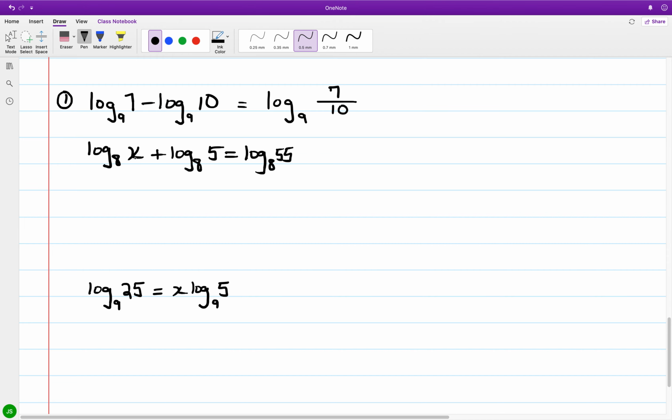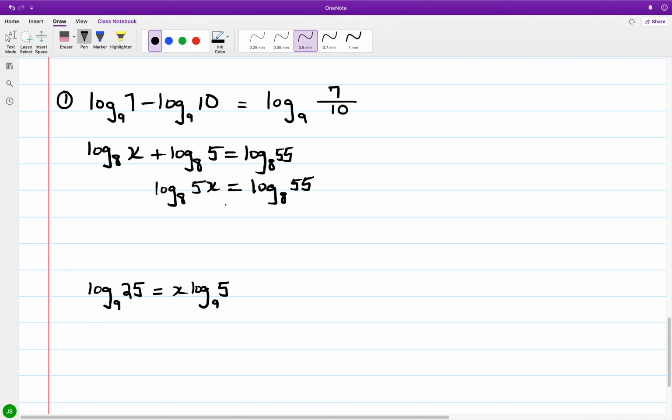Now if I'm adding terms in the same logarithmic base, addition converts to a single term where we take the product of the arguments. So this becomes the base 8 logarithm of x times 5, or 5x, equal to the base 8 logarithm of 55.